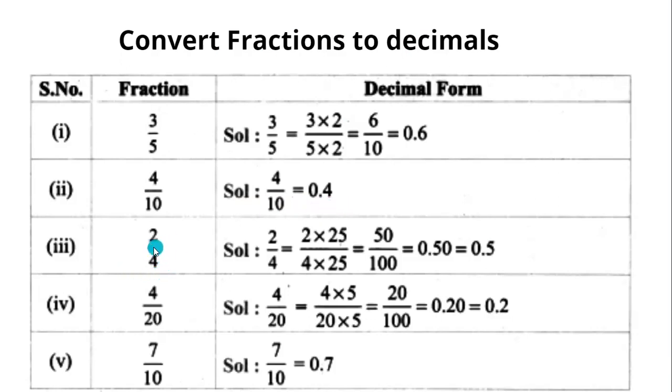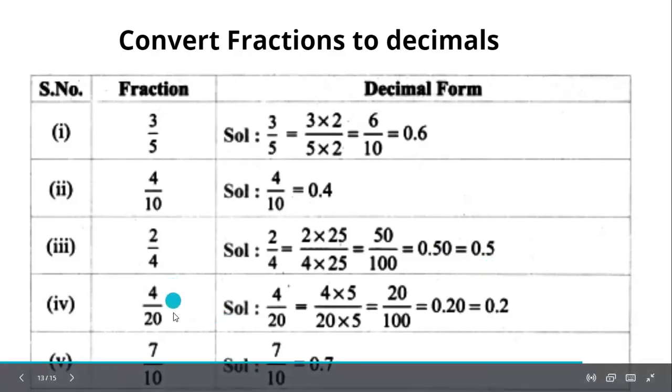And the denominator is 4 here. So what should be multiplied to make it a multiple of 10? It is 25, right? So 4 into 25 is 100. And the same 25 should be multiplied in the numerator. So 2 into 25 is 50. So the answer will be 0.50. Here, after the decimal point, the last digit is 0, which is nothing. So 0.50 can be written as 0.5.